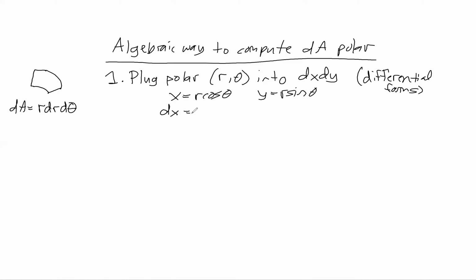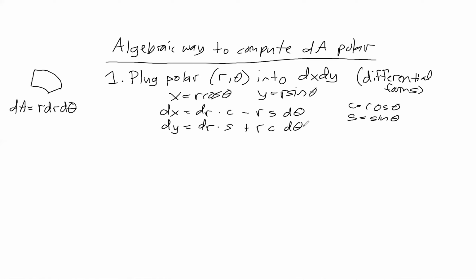So dx, you just apply d to everything. So dr, I'm going to put c equal to cosine theta because it'll make it easier to read, hopefully, than very long expressions. So dr times c, that's cosine theta, and then minus r s, sine theta, d theta. And similarly, dy will be dr times s plus r cosine theta d theta. Remember, derivative of sine is cosine. Derivative of cosine is negative sine. Okay, so now we just plug these two things into dx dy.